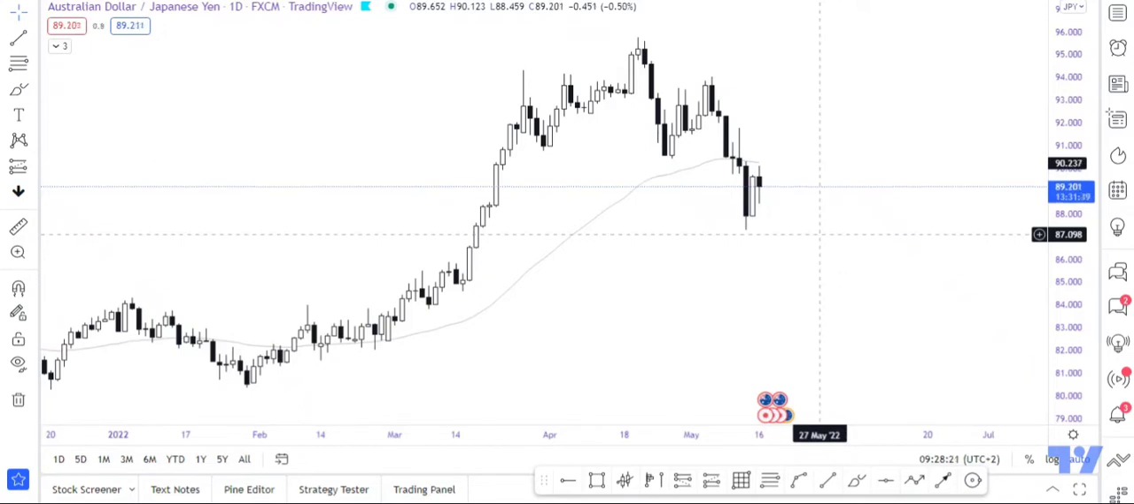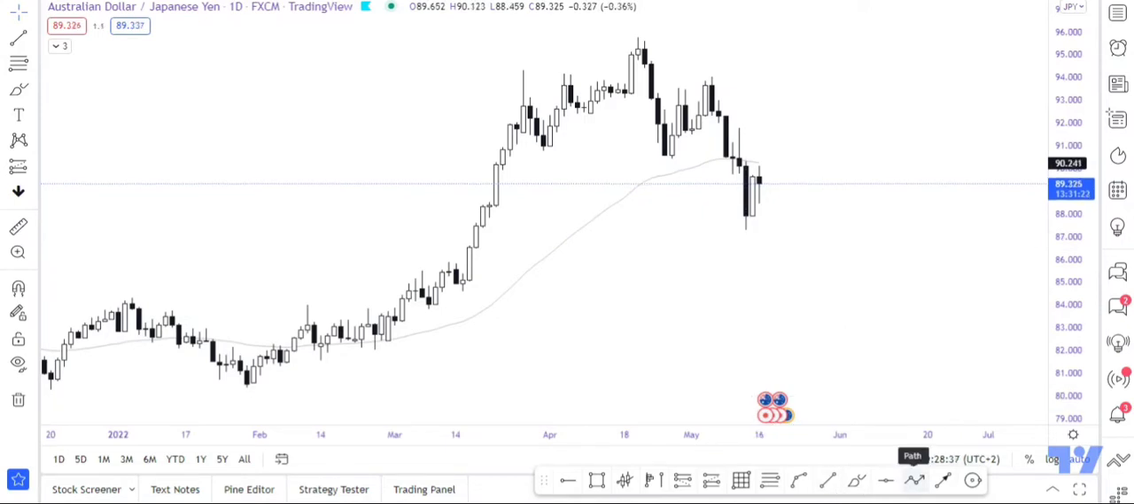So what we're looking at right now is Aussie yen, and we're going to start our analysis like always on the daily time frame, and then we're going to walk our way to the 4 hour and then to the 1 hour time frame. On the daily time frame, we can clearly see that price has shifted bias from a bullish bias to a bearish bias.